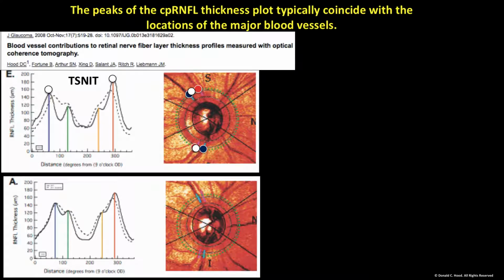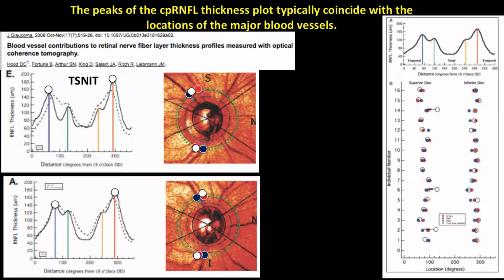Another example, peak in white, vein and artery in blue and red. You can see the good agreement. In fact, we had 16 healthy eyes here, and all but 3 showed perfect agreement. So you can see the perfect agreement here, indicated by the overlap of the 3 circles.